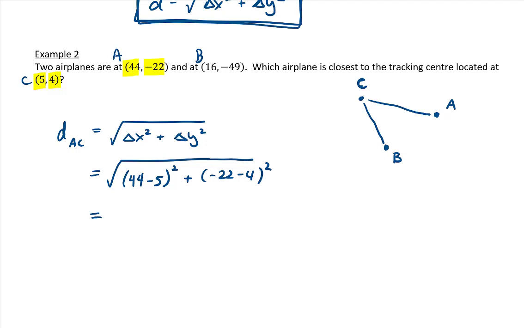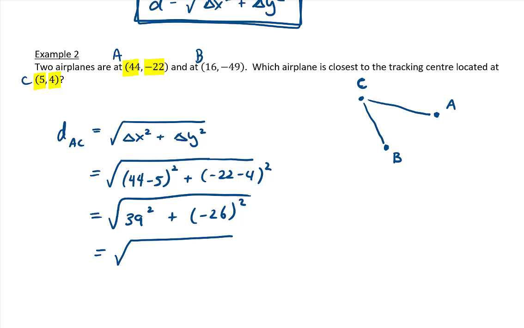So we do that, we get 44 minus 5. That's 39 squared. Plus negative 22 minus 4. That's negative 26 squared. So let's take a look at these two numbers. The biggest mistake that students make is that they type in negative 26 squared but don't put a bracket. Remember, this is negative 26 times negative 26. So if you use this formula, you're always going to end up with positive numbers in the end.